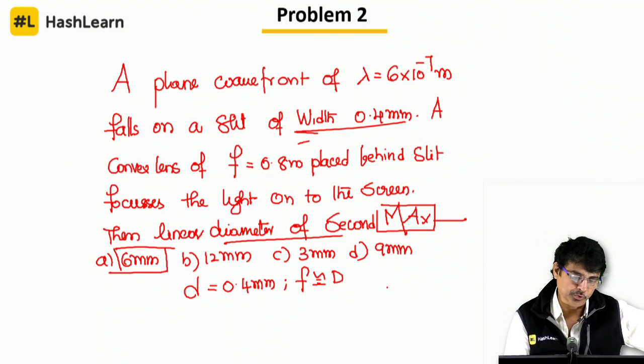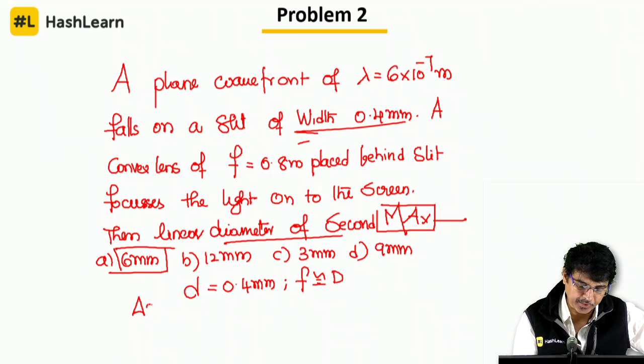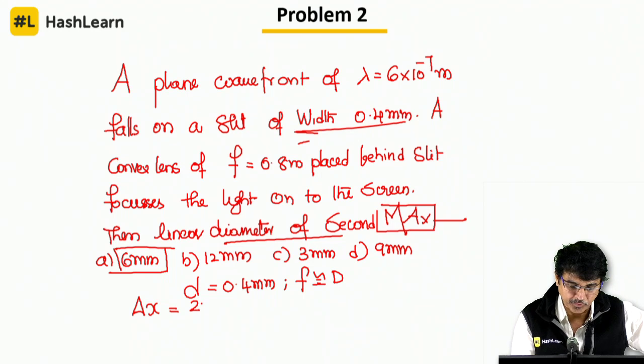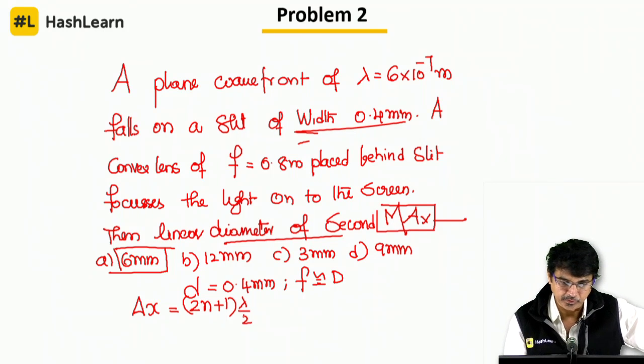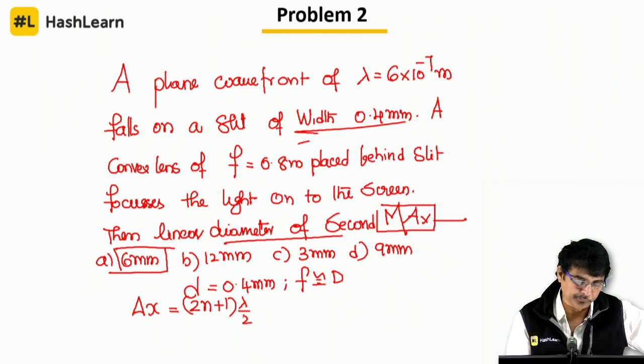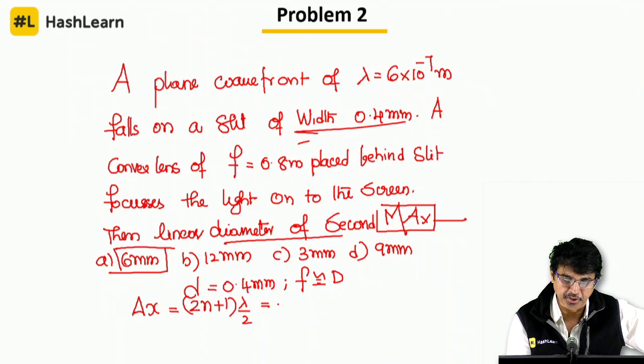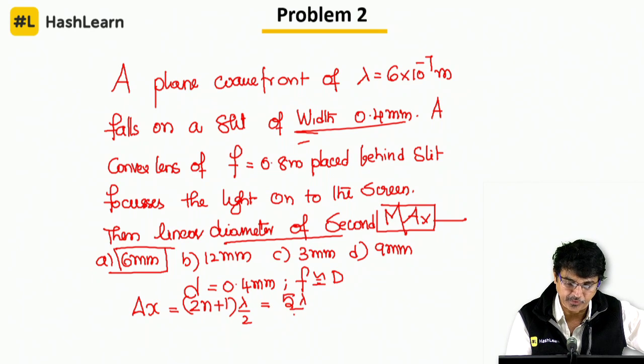Focal length is nearly equal to the distance between the screen and the slit. Here it is mentioned max. First you have to write the condition for path difference delta x for max. That is nothing but 2n plus 1 into lambda by 2. This is the condition for getting max in diffraction. But they mentioned it is second max. Replace n by 2. Then you will get delta x is equal to 5 lambda by 2.